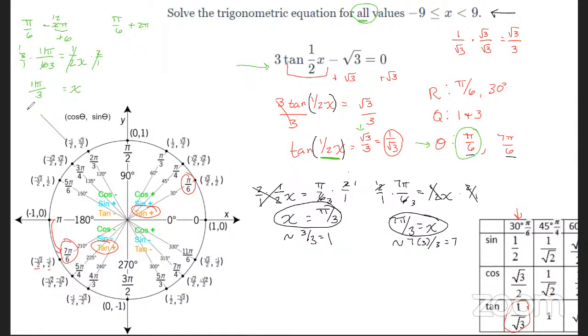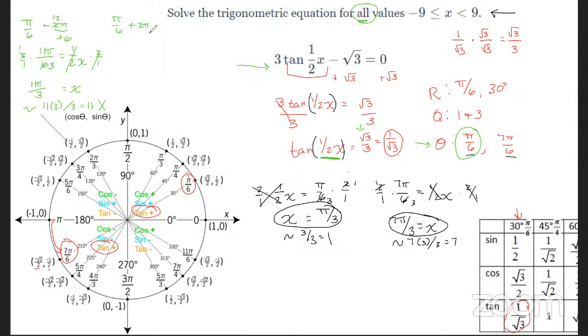Now we need to see if that fits within our domain or not. So let's estimate 11 times 3. We're going to estimate 3 for pi, and then divide all of that by 3. What do we get? Well, 33 divided by 3 is just going to be 11. Is that within our domain of -9 to +9? It is not. So this is not a possible solution. So subtracting down is not going to be a possible solution for us.